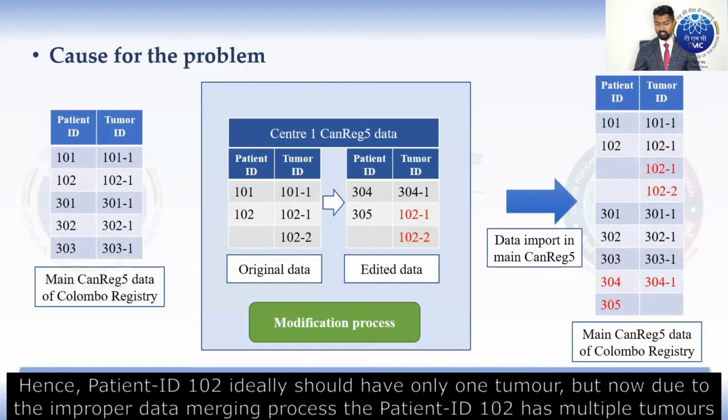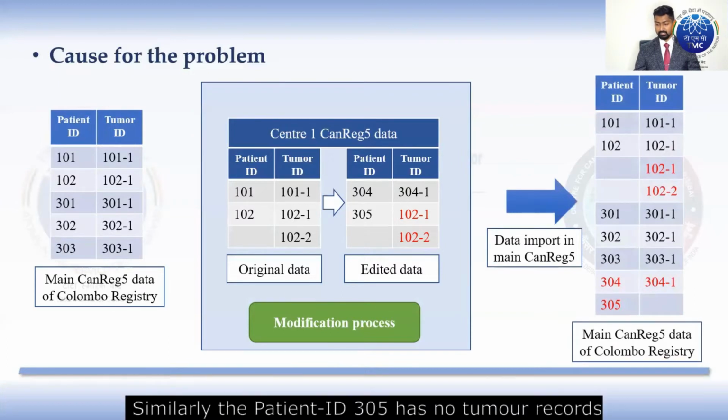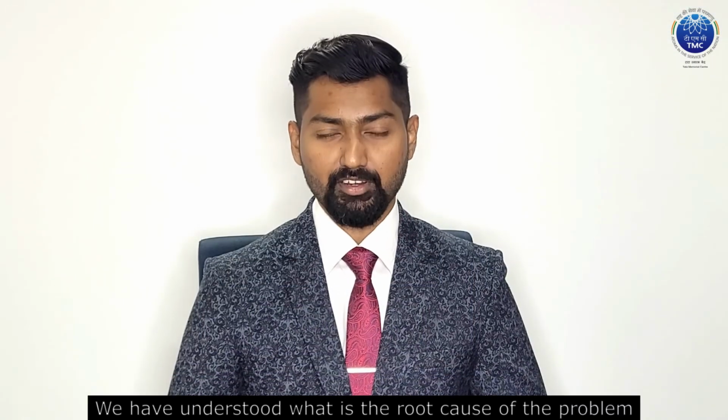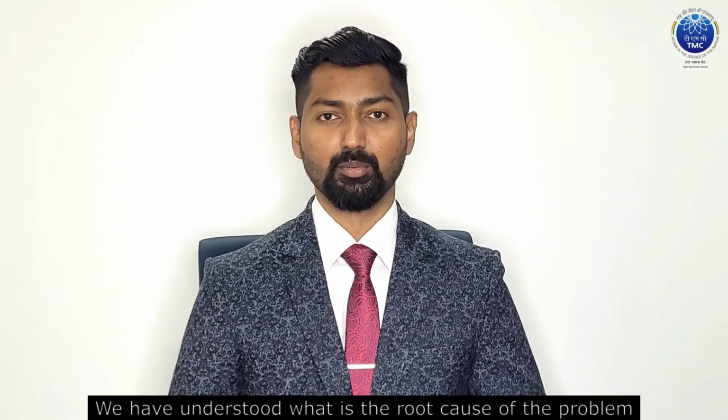Hence, patient ID 102 ideally should have only one tumor, but now, after the improper data merging process, the patient ID 102 has multiple tumors. Similarly, the patient ID 305 has no tumor records. This is the actual cause of the problem, and such a problem will obviously arise when you are working on a large amount of data. We have understood what is the root cause of the problem.